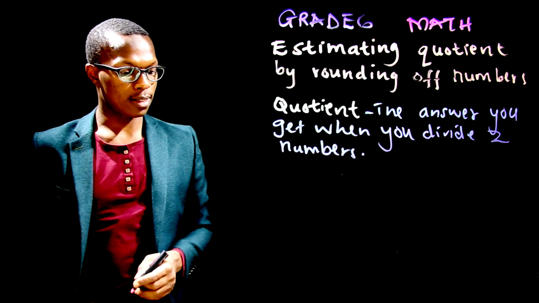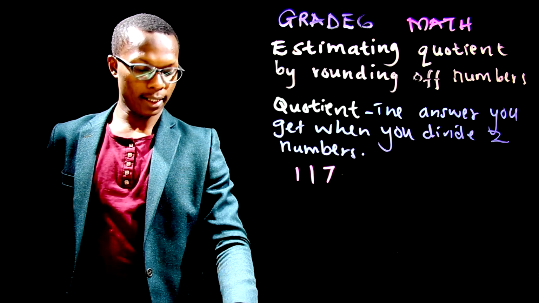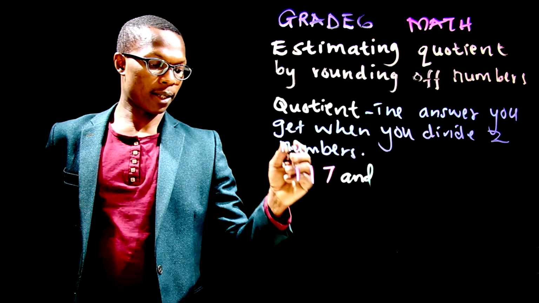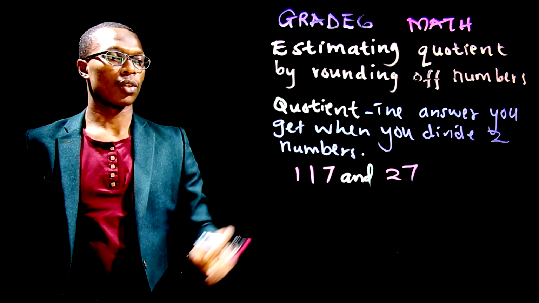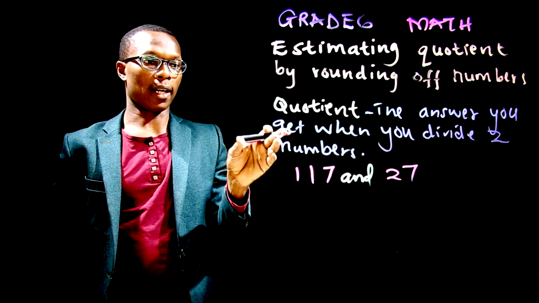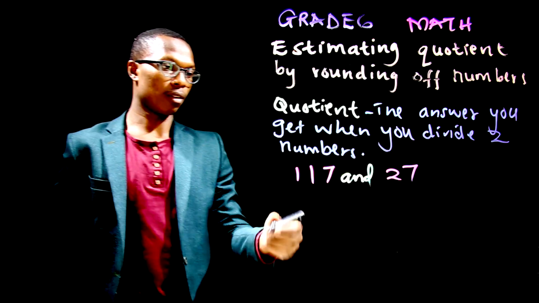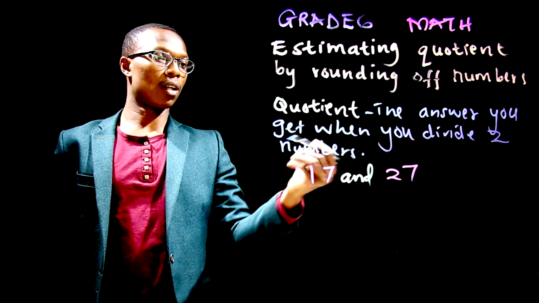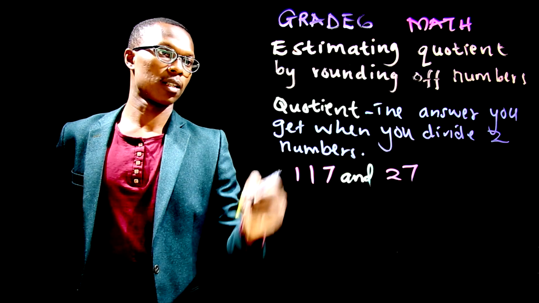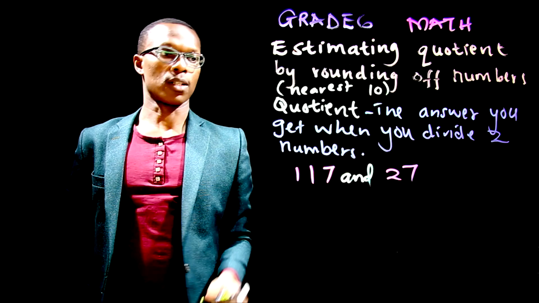Now let's pick two numbers. Let's have 117 and 27. Okay, so these are two numbers. Okay, now we're going to estimate after rounding it off. So let's see how we can round it off. You see, we are going to round it off to the nearest 10. So in our case today, we're going to round off to the nearest 10. That's what we're going to do today.